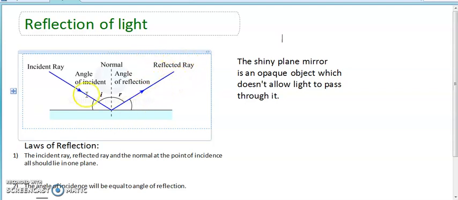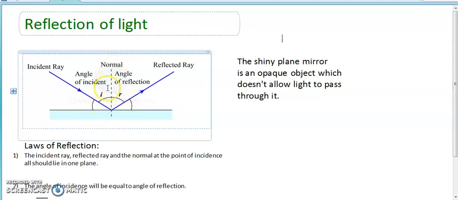Okay then, how will the normal come for us? Of course, it is nothing but a perpendicular drawn to the surface. What is the surface that we have taken? It is the plain shiny mirror. And if you draw a perpendicular to that surface, which makes an angle of 90 degrees, then it is called the normal to that particular surface.